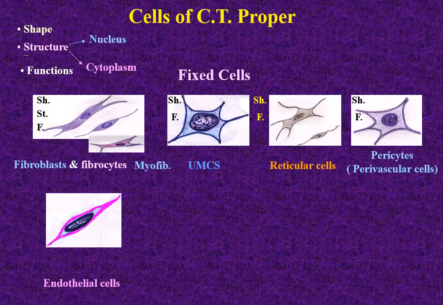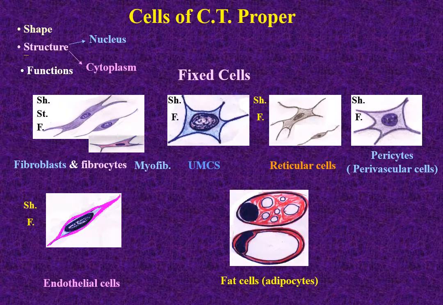Endothelial cells are simple squamous epithelial cells but mesodermal in origin. Functions: they can produce a special type of collagen and basal lamina. Fat cells or adipocytes are large, spherical, about 120 microns in diameter, abundant in adipose connective tissue. There are two types of adipocytes, unilocular and multilocular, that have different structures, color, locations, and functions.